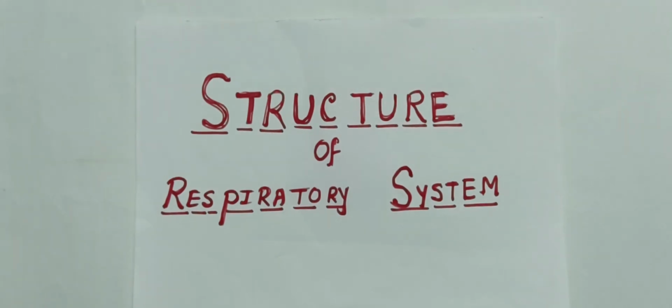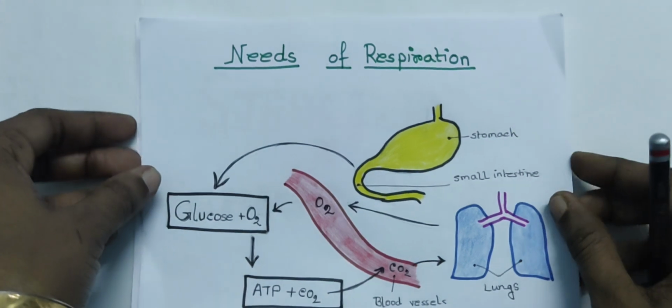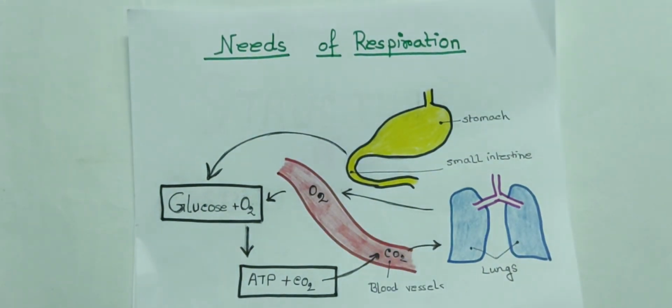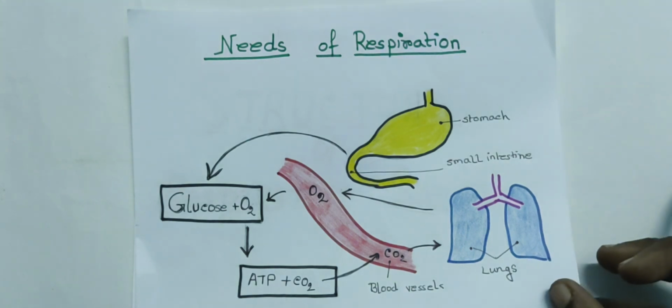Respiration is the process by which the assimilated food gets oxidized and liberates energy. So respiration is mainly the process of liberation of energy.